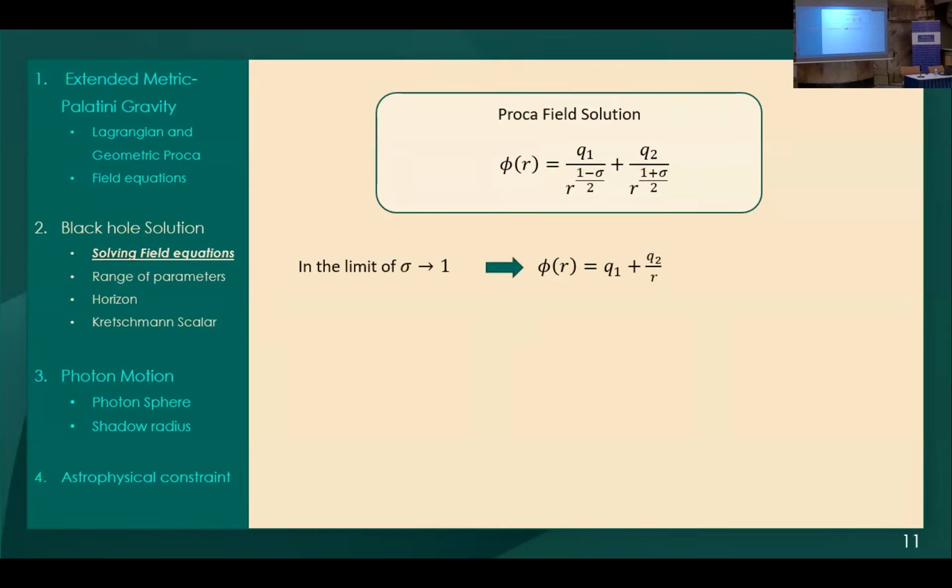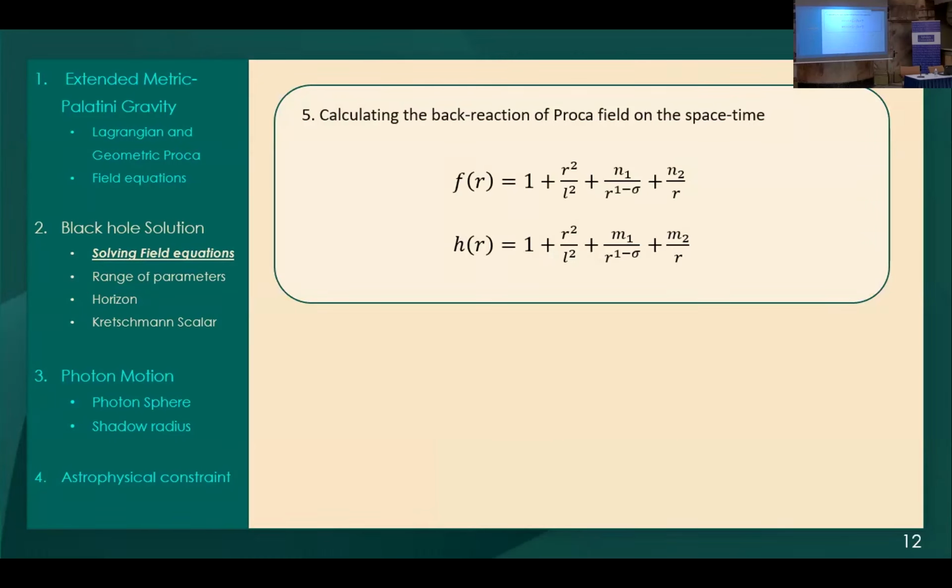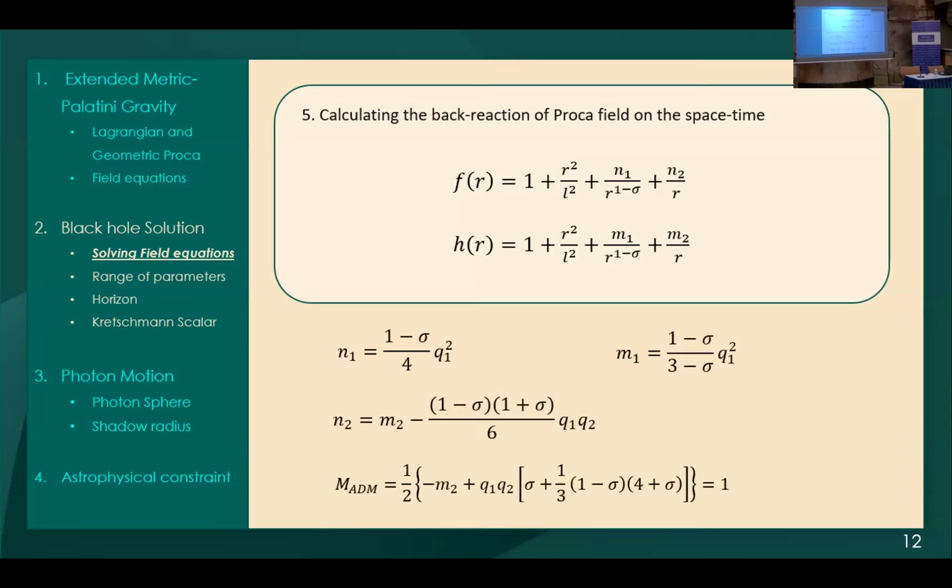Then in the limit, when sigma goes to 1, this Proca solution reduces to this form, which means that this Q is like an electromagnetic charge. And then we go to calculate the back reaction of this Proca field on the geometry, and we see that the metric is modified by these terms, and these constants have this form.